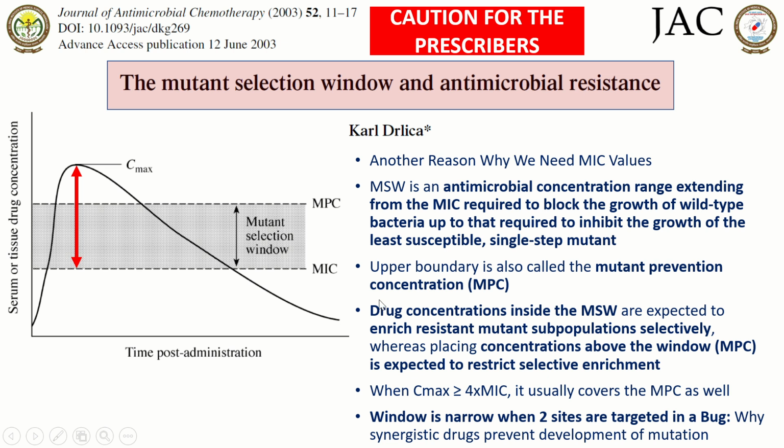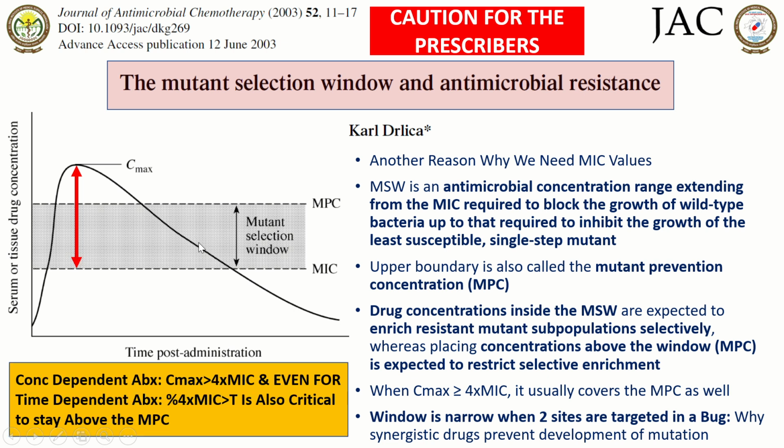At a higher concentration, these mutants will get killed. So this is the mutant prevention concentration, and this is the mutant selection window. If your antibiotic concentration is less than the mutant prevention concentration, then mutants will get selected and you are likely to get a chronic infection or a mutation. That is the reason why you need to know the BMQ: the higher the BMQ value, the better it will cover this mutant selection window.